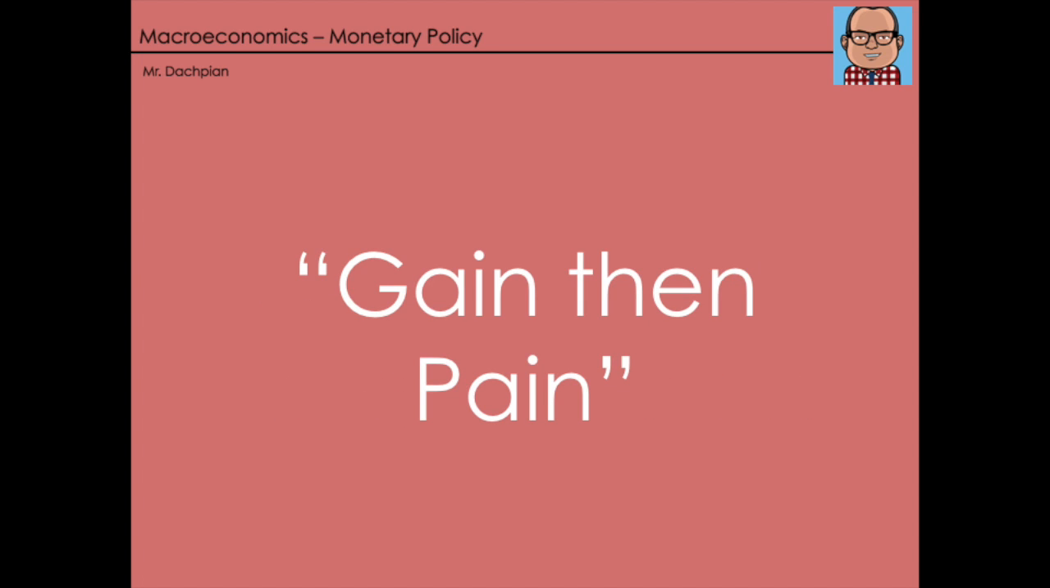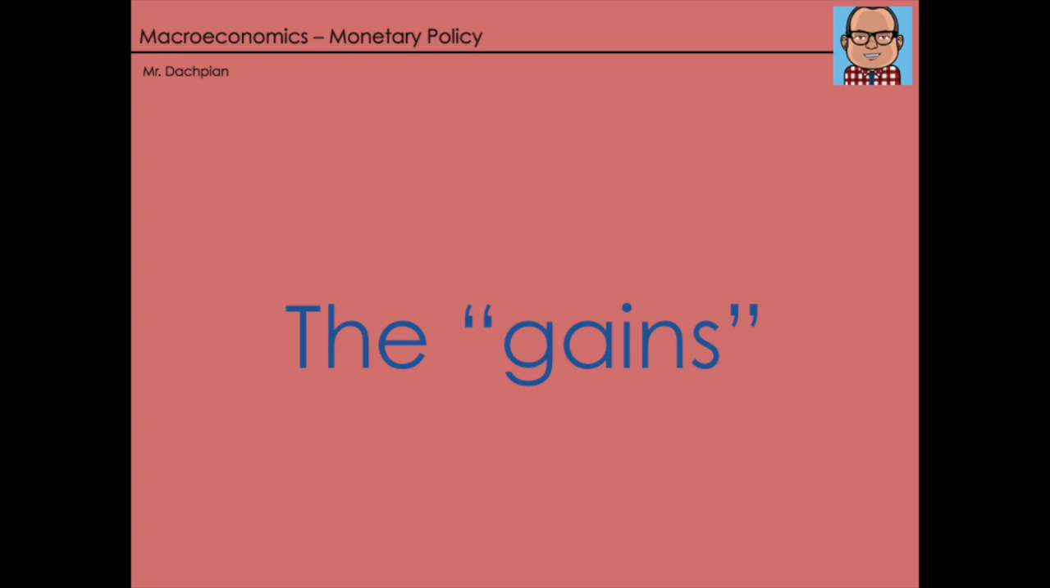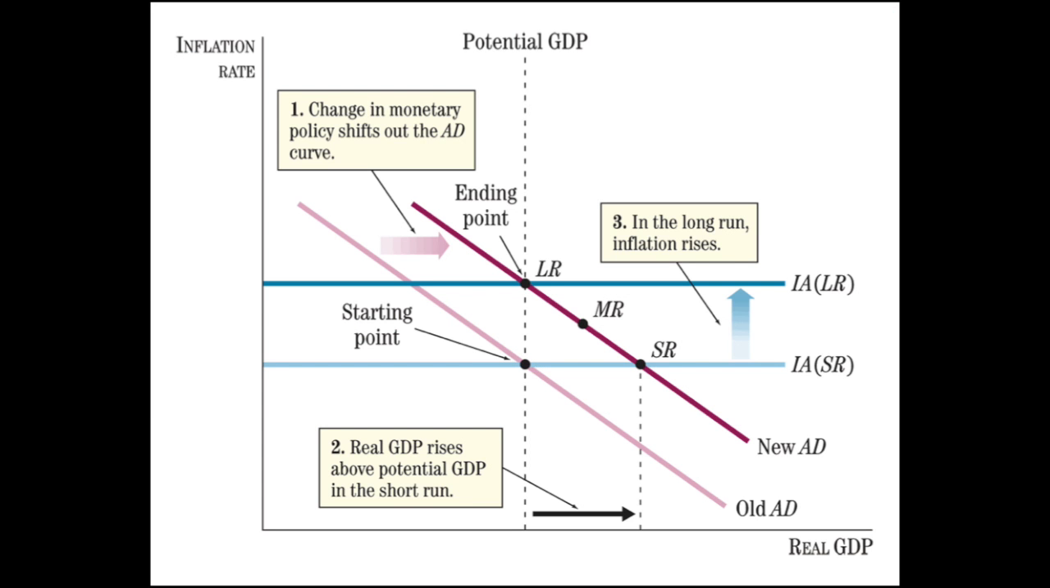Expansionary monetary policy can result in short-term gains at the expense of long-term pains. The gains result in higher inflation, will temporarily increase GDP, and reduction in unemployment in the short run. The pains result in higher inflation rates in the long run. This figure illustrates the gain then pain scenario associated with an expansionary monetary policy.